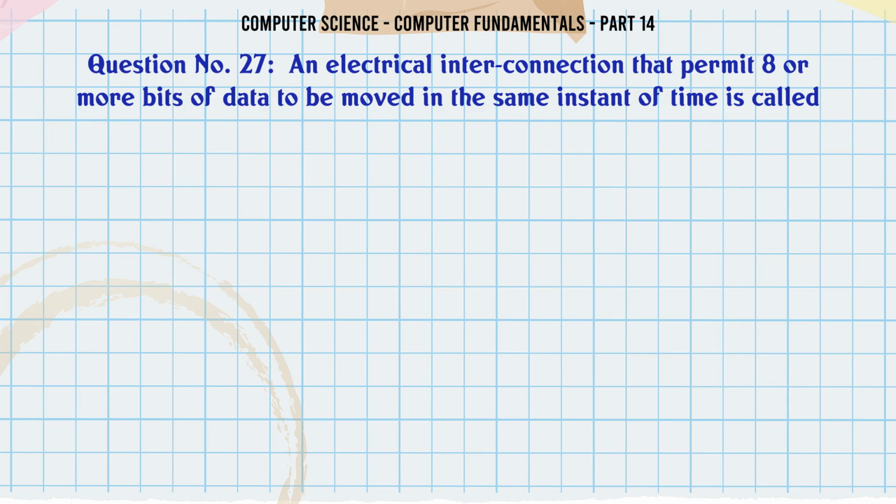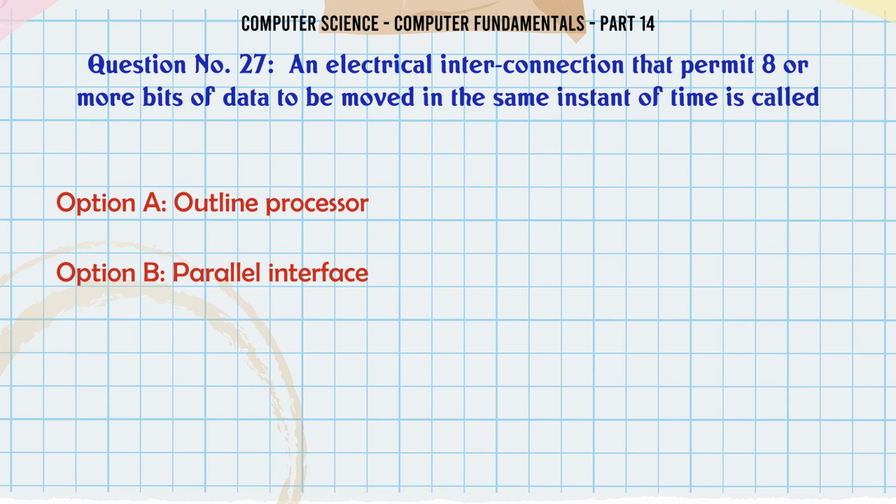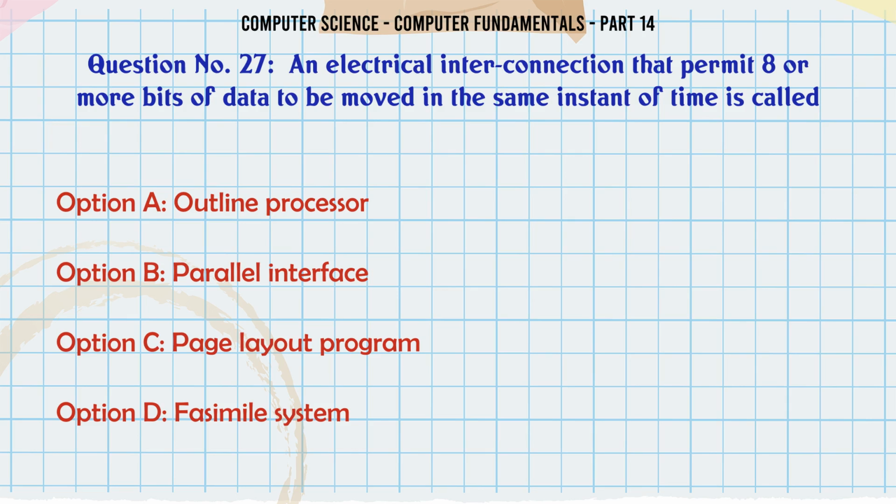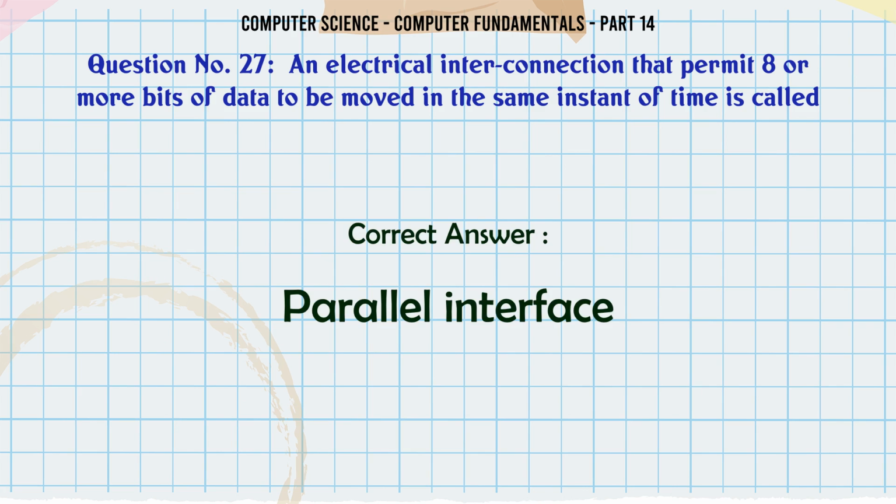An electrical interconnection that permits 8 or more bits of data to be moved in the same instant of time is called A. Outline processor. B. Parallel interface. C. Page layout program. D. Facsimile system. The correct answer is parallel interface.